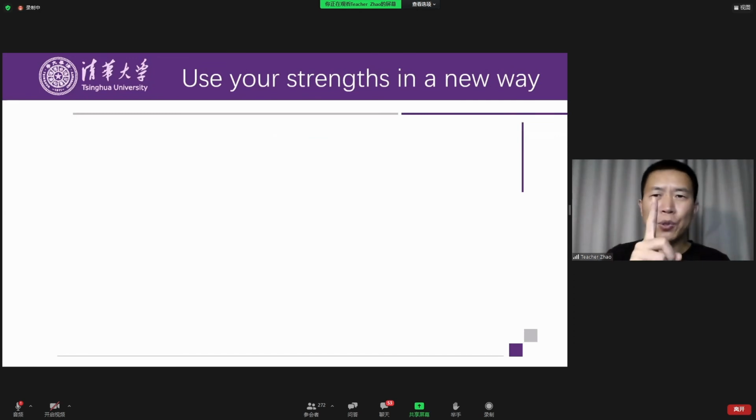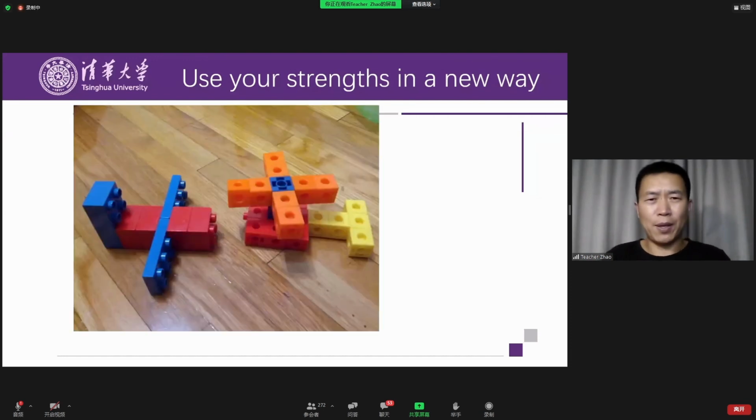First is to use your strength in a new way. So we all have strengths. And when you find your strength, you typically find them in the old ways that you are using them. For example, I have my strengths in research: curiosity, love of learning, and creativity.